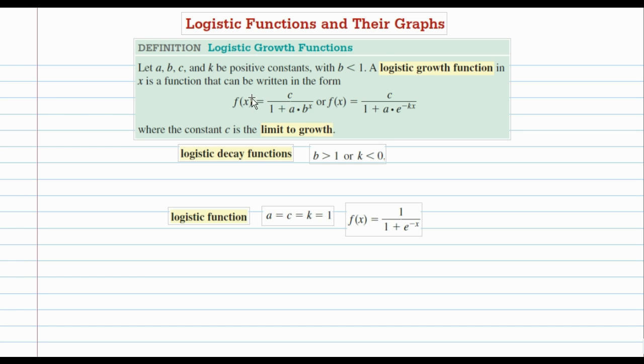And then just in case you're wondering, a logistic decay function does exist. That's when b is greater than 1. Weird, right? b has to be less than 1 to be growth, but b is greater than 1 in order to be decay. Kind of the opposite of exponential functions. Logistic functions, a growth function, the b value is less than 1, and a decay function would be greater than 1. Well, let's look at an example.